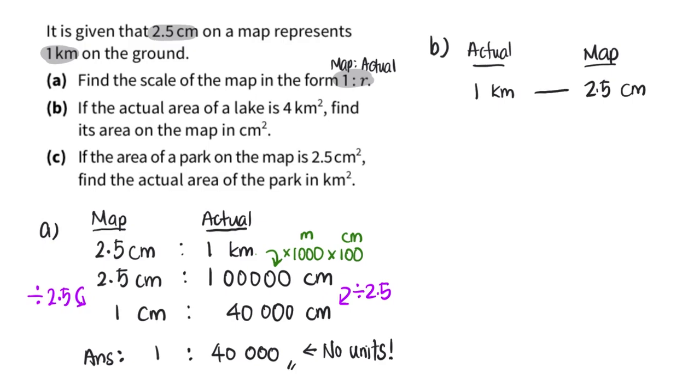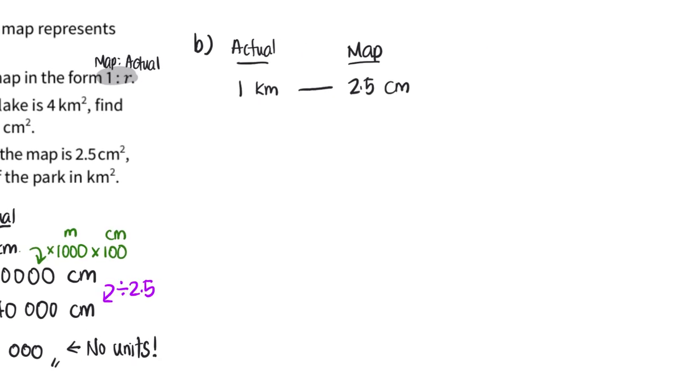Okay, we need to get the area scale. Now that I have this, how do I get the area scale? I will have to square this. 1 kilometer squared is represented by 2.5 squared, which will give me 6.25 cm squared. Now I have this, this is what we call the area scale.